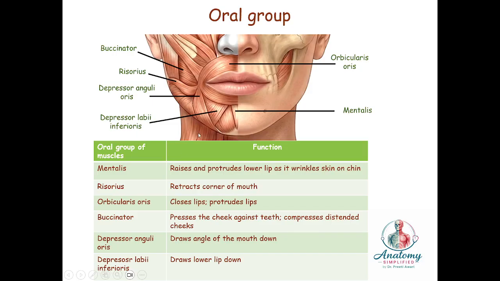So there is a depressor anguli oris muscle attached to the angle of the mouth from here going to the mandible. So when this muscle will contract, it will draw the angle of the mouth down. Just medial to that, we have depressor labii inferioris attached to the lower lip and below it is attached to the mandible. So when this muscle will contract, it will draw the lower lip down.